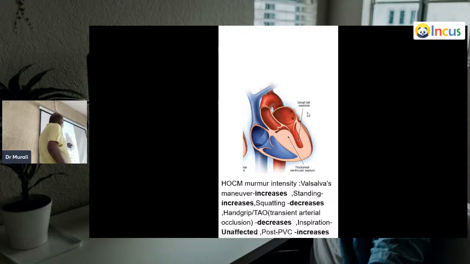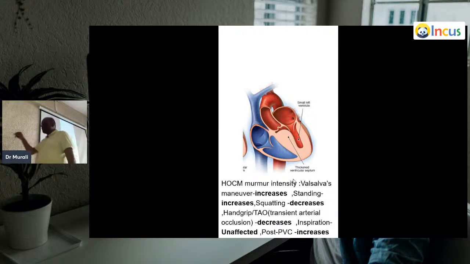Anything that makes the left ventricular size smaller will typically increase the touching and increase the obstruction. Agree? Now, let us start. Valsalva maneuver. What is the meaning of Valsalva maneuver? Valsalva maneuver is basically forced expiration against a closed glottis.